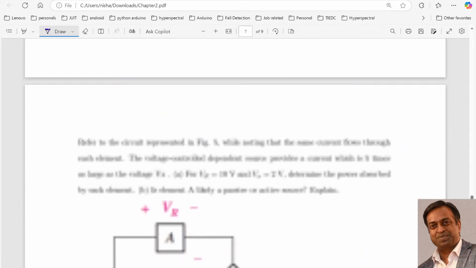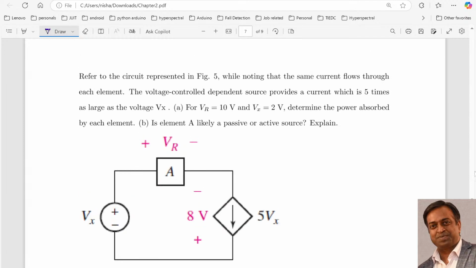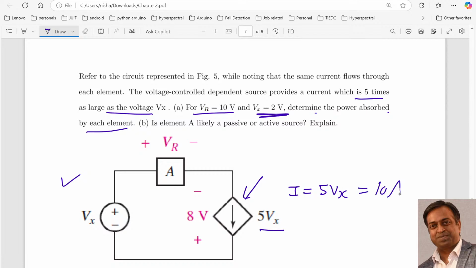Now coming to the second last question. It is mentioned that the voltage dependent source is 5 times as large as this, which is mentioned already over here. For VR equals 10 and Vx equals 2, determine the power absorbed by each element. Since this is the current source, the value of I is 5Vx, and it is given that Vx is 2, so the current is 10 ampere, right?